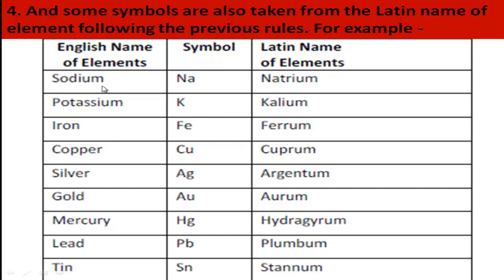For example, sodium. You have heard sodium, but its symbol is Na. Why? Because its Latin name is natrium. Listen carefully to the pronunciation: natrium. Potassium. Its symbol is K and its Latin name is kalium. Iron. Ferrum. Copper. Taken from cuprum. Silver. Argentum. Gold. Aurum. Mercury. Hydrargyrum. Lead. Plumbum. Tin. Stannum.